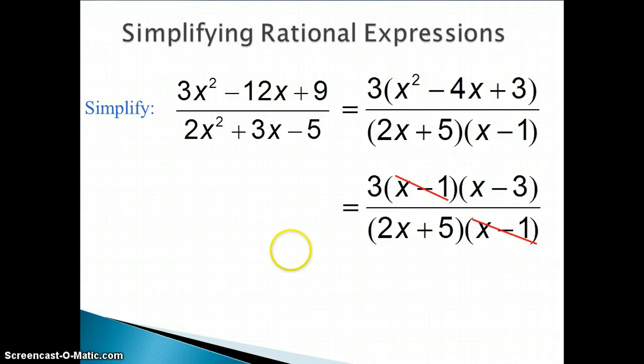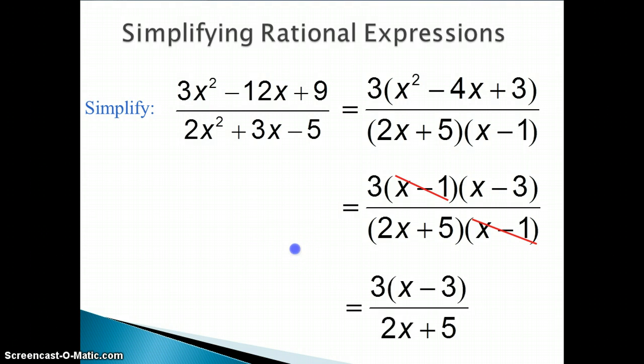So then we simplify what's left. We have 3 times x minus 3 on the top left over, and just a single factor of 2x plus 5 in the denominator left over. And so this is our answer. And it's okay if you just leave it in factored form. You don't necessarily have to distribute that 3 for this answer to be correct, but it's okay to distribute the 3 also. So this is our reduced version of the original fraction we started with.